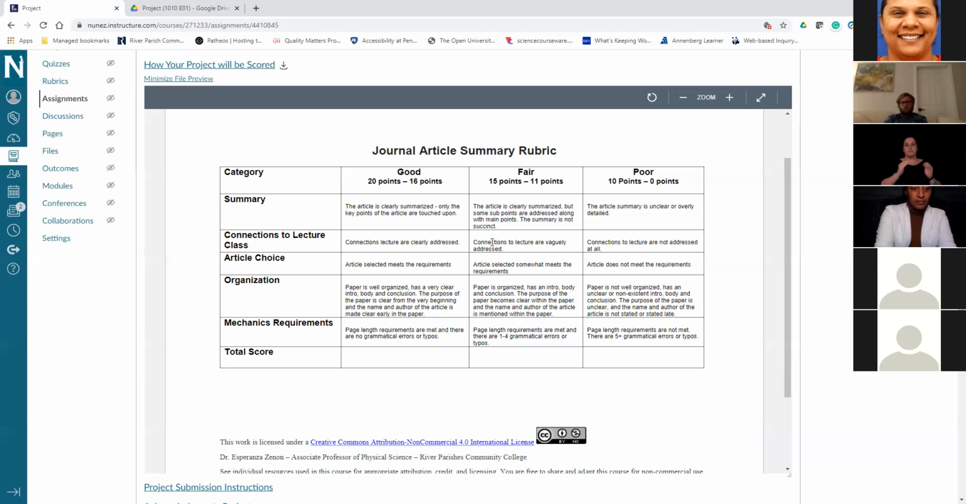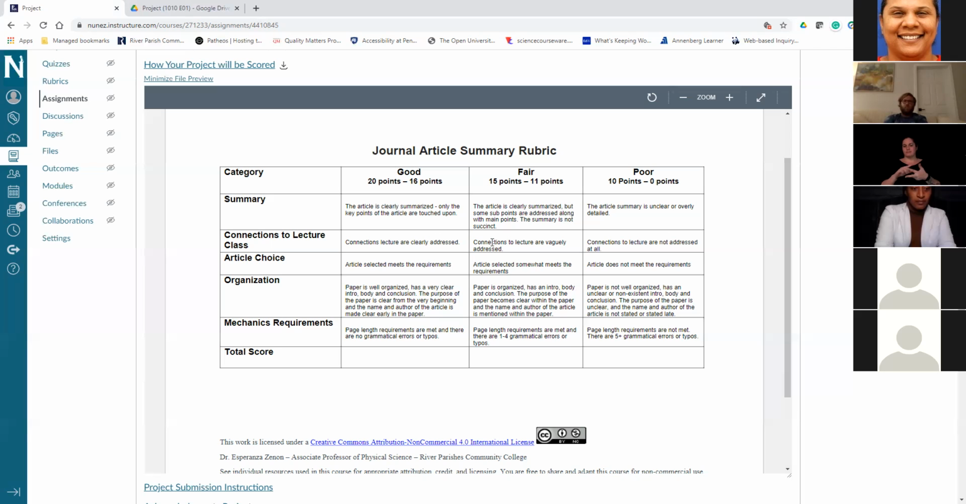Organization. So I'm looking to see that your summary is well organized. You have a very clear introduction. In fact, I gave you the first sentence, right? So you have a very clear introduction that explains what you're going to be focusing on. You have nice body paragraphs that expand on what you mentioned in your introduction, and you have a very clear conclusion. Just like you do when you write an essay in an English class, right?